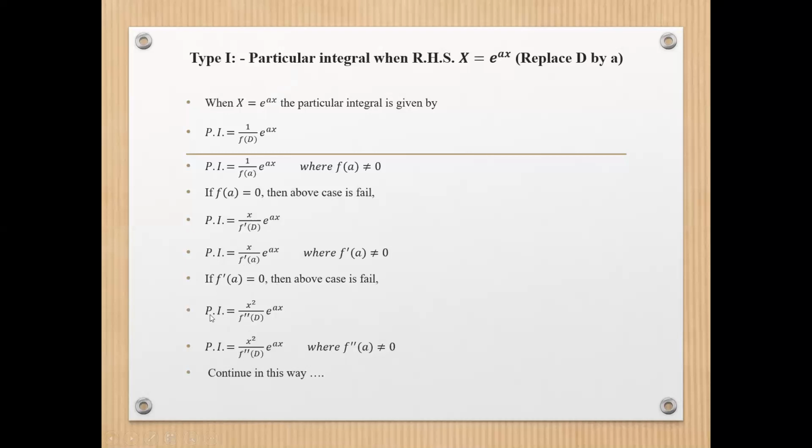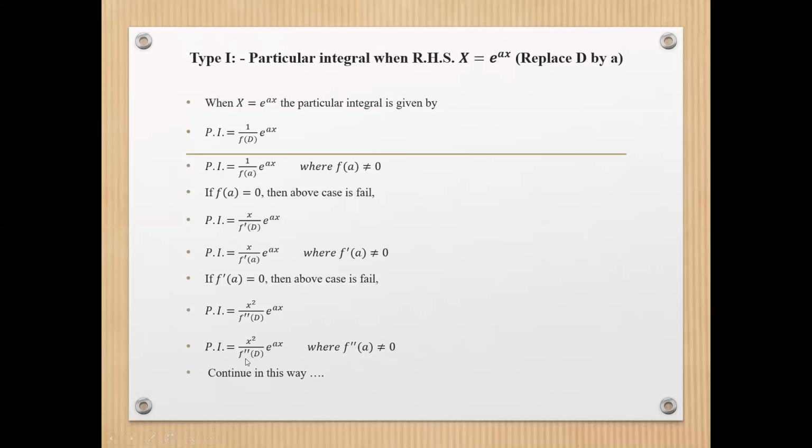We have to write like this: PI is equal to x square upon f double dash of D into e raised to ax. Here we have taken x square, and we have to differentiate this quantity again with respect to D. So PI is equal to x square upon f double dash of D into e raised to ax, where here D is replaced by a. So we have f double dash of a, and that f double dash of a must be not equal to 0.